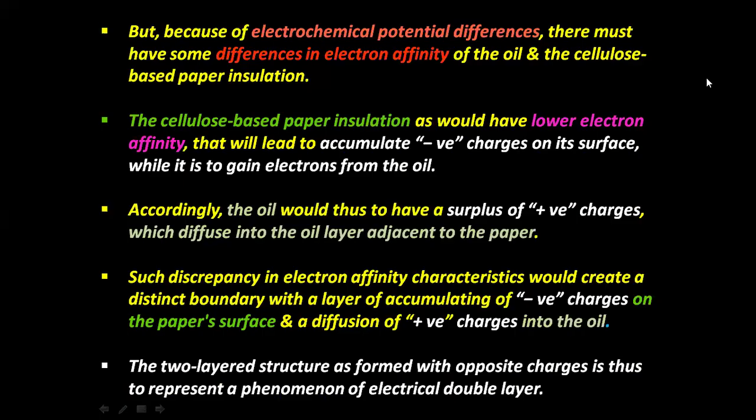Such discrepancy in electron affinity characteristics creates a distinct boundary with a layer of accumulated negative charges on the paper surface and a diffusion of positive charges into the oil. The two-layered structure formed with opposite charges represents the phenomenon of electrical double layer.